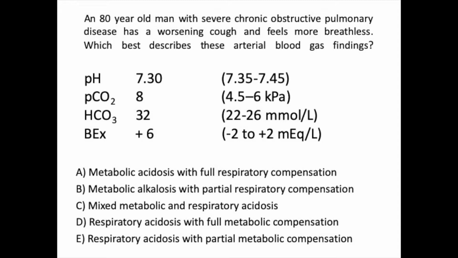So, if you remember, when we're talking about the acid-base part of blood gas, there are three things we think about. We think about the pH, we think about the CO2, which is the respiratory part, and we think about the metabolic part, which is represented by the bicarbonate or base excess. Don't forget, the bicarbonate and the base excess move in the same direction by the same amount, but they have different normal values.